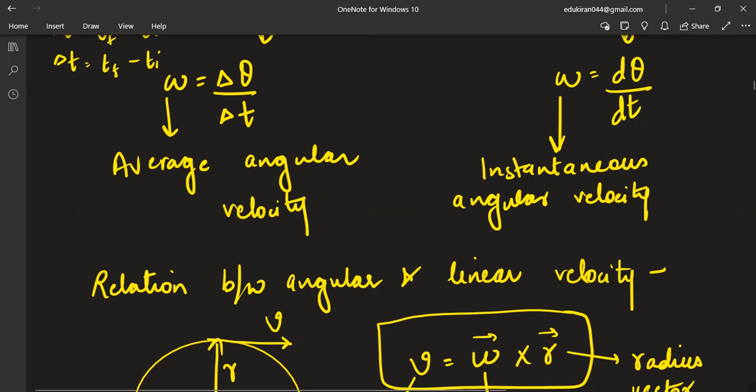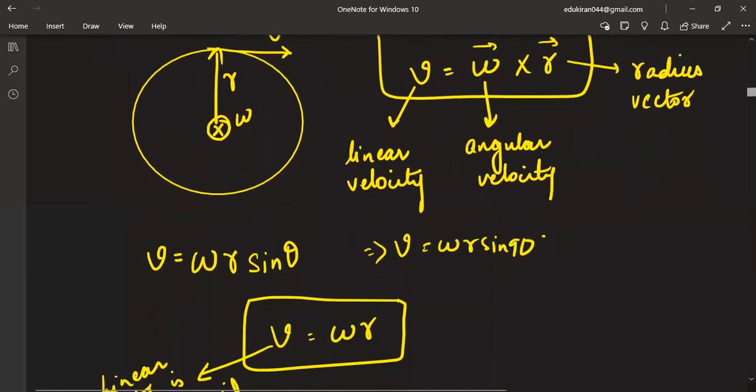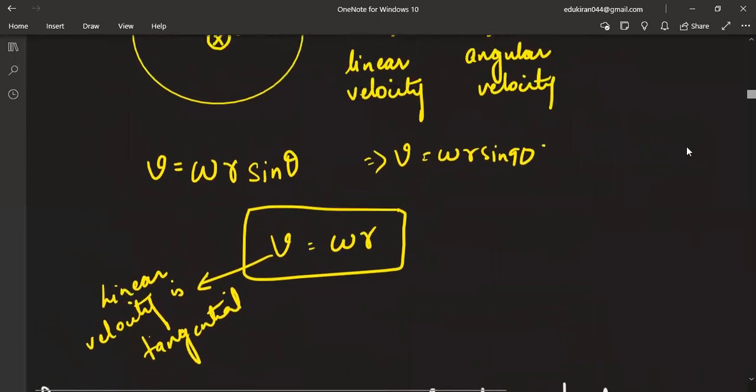There's a relation between angular velocity and linear velocity. This is very important. V is equal to omega r. Any analogs are written like this only. The way we write torque as r cross F, similarly here also. So this is linear velocity, angular velocity, and the radius vector. So V is equal to omega r, we write.